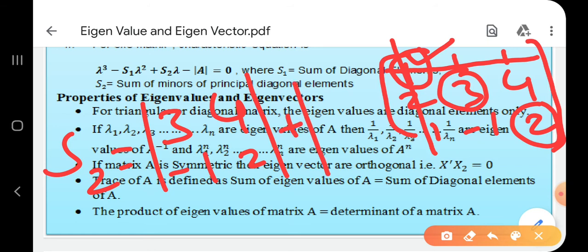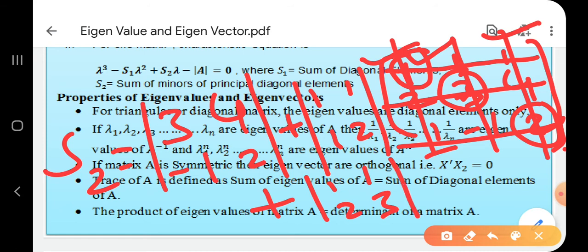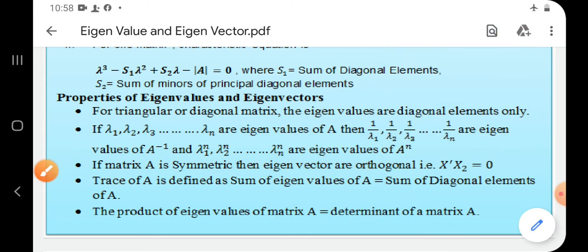Plus second. What is the second diagonal element? 3. Correct. So delete the second column and second row. What do I get? 1, 1, 1, 2. Plus the third one is 2. So delete the last row and last column. What do I get? 1, 1, 2, 3. Correct? I only have to take the remaining part and I can easily simplify this and get the answer. Got it? So this is the concept.